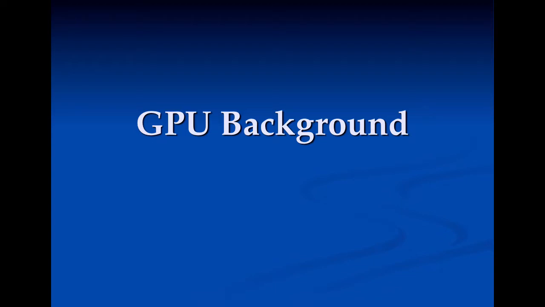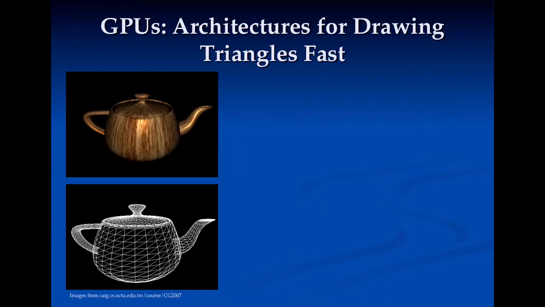So now let's give you a background on GPUs here. GPUs are fundamentally architectures for drawing triangles fast. What a GPU is designed to do is take a bunch of triangles like this, and for each pixel in the triangle, it's going to run a program to generate a bunch of pixels like this.